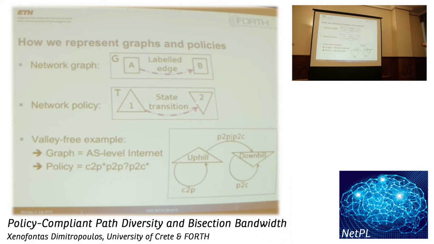And so let's go back to the example I gave you about the valley free model, and let's see how we can encode the valley free model as an NFA. So the NFA for the valley free model is the one we see right here. So we have first two states. We have an uphill state and the downhill state.